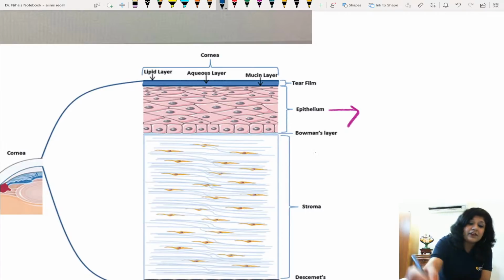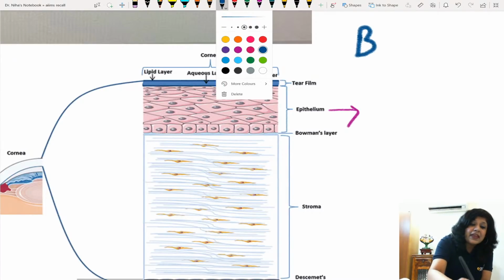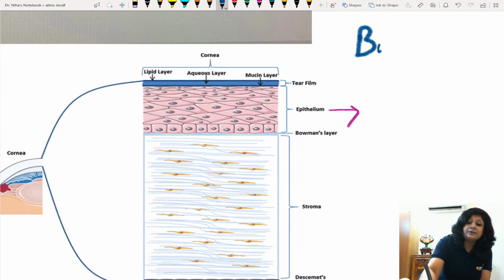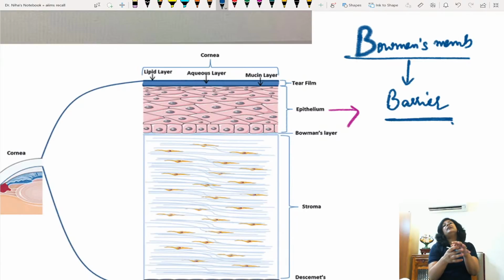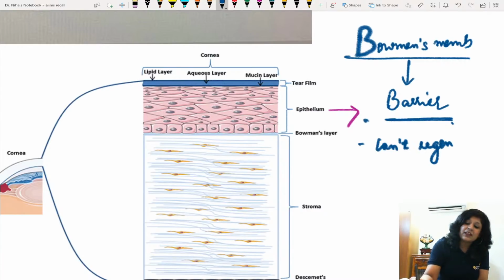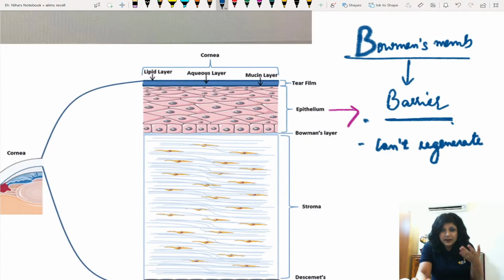Now B, we will write it with blue color. So B is for the Bowman's membrane. B for Bowman's membrane, right? This is actually acting as a B for barrier. So this is acting as a barrier and it is not letting the fluid pass from the epithelium to the stroma, and it cannot regenerate. I think this we have discussed so many times in the classes that it is Bowman, it is bowing his head because it cannot regenerate.